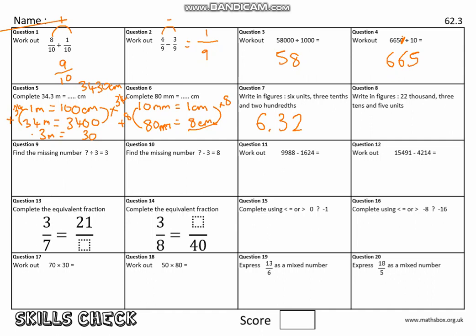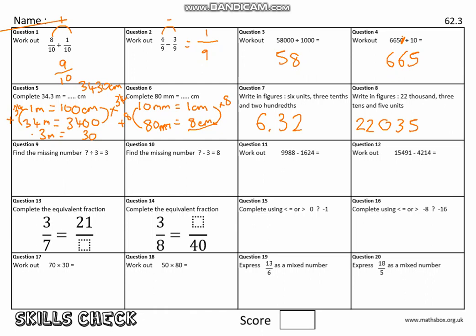Next one says, write in figures 22,000, 3 tens, and 5 units. So I've got 22 thousands, but what comes after thousands is hundreds. Do we have any hundreds? No, we don't, so we're going to put a 0. After hundreds comes tens, and we do have tens. We've got 3 of them, so we're going to write that next. And finally comes our units, and we've got 5 of those. So we should have 22,035 as our answer.